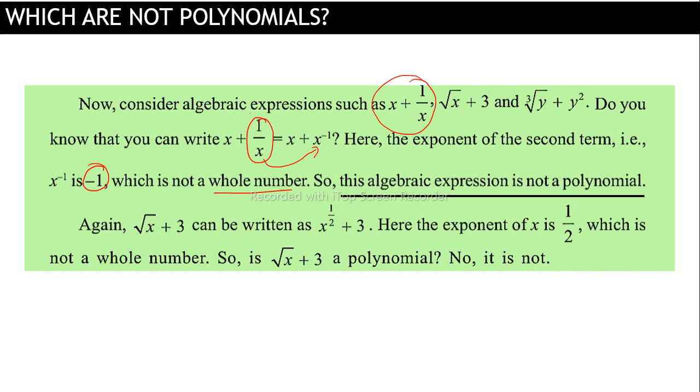So we know that for an algebraic expression to become a polynomial, the exponent of the variable must be only a whole number. It cannot be a rational or negative exponent. Similarly, root x plus 3. So root x is nothing but x to the power of 1 by 2, plus 3. So here the exponent of x is 1 by 2. So 1 by 2 is not a whole number. So this is also not a polynomial.